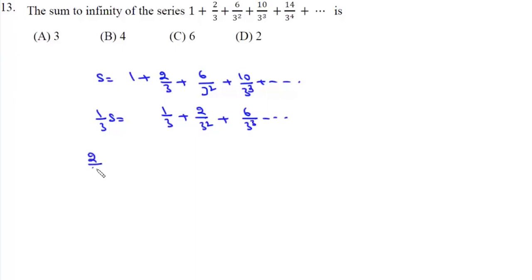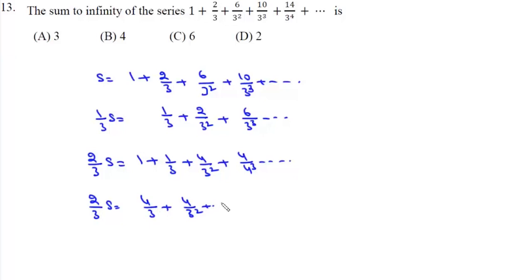So it will be 2 by 3s, and here will be 1 plus 1 by 3 plus 4 by 3 square, 4 by 3 cube. Now this is 2 by 3s, and this is 4 by 3 plus 4 by 3 square plus 4 by 3 cube, which is nothing but a GP. So it will be A upon 1 minus R. Now this is nothing but 2. So value of S here is simply 3. So sum of this infinite series is 3, and that's your option B.